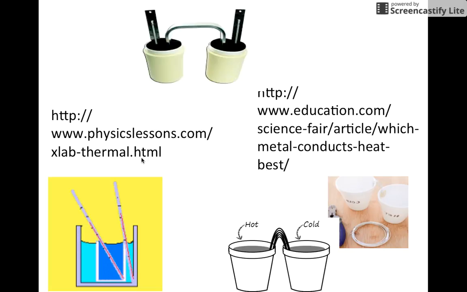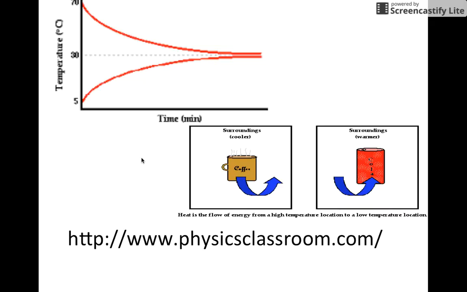So, I like to do this lab with students and have them collect data and graph, and they should see something like this, where the warm object begins to get colder, the cold object begins to get warmer, and then they meet here at thermal equilibrium, some temperature.